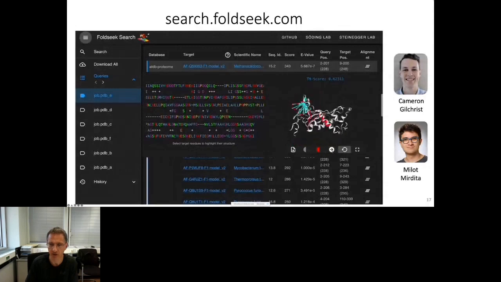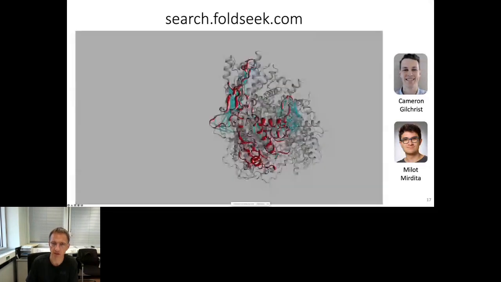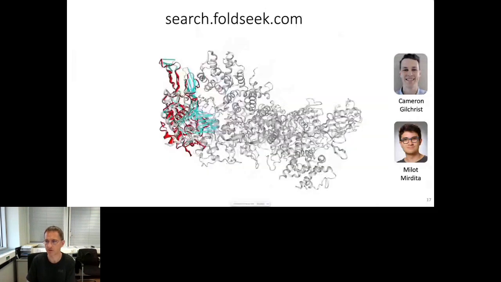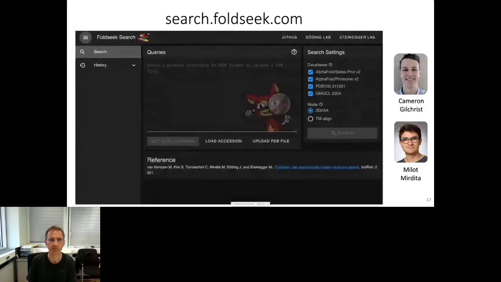You can look at the alignment, the aligned residues with this little arrow. You can look at the full structure of the query with this gray button. You can look at the full structure of the template in red. You can go to the full screen view and so on. So this was programmed by Cameron Gilchrist.